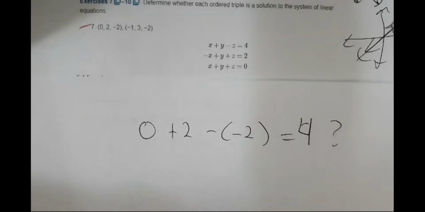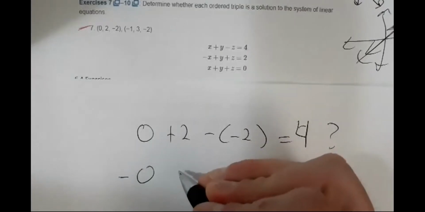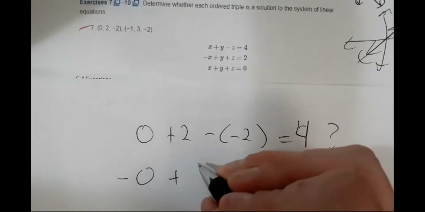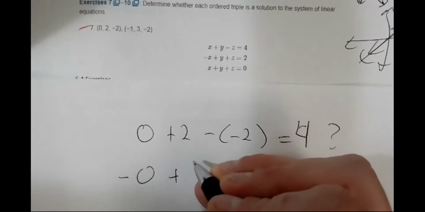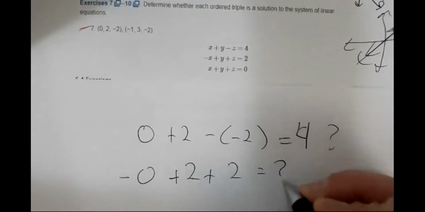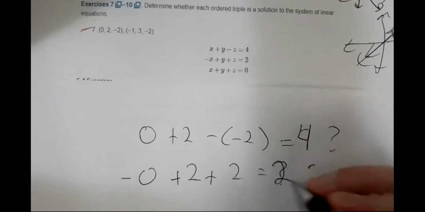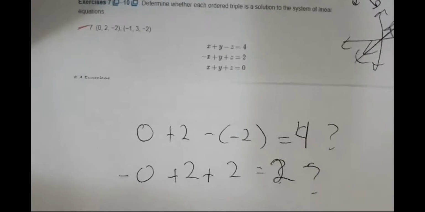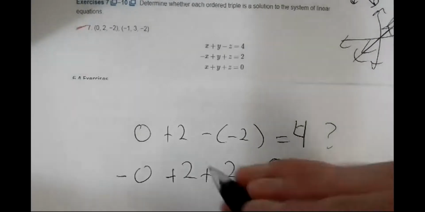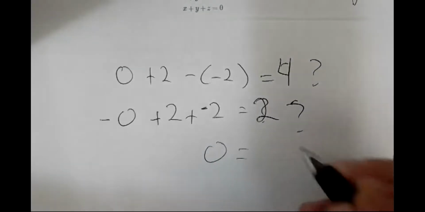No, we've got to check all 3 of them. So if we do a negative 0, because it really makes a difference, right? But it's a minus 0. Plus 2 plus 2 equals 2. Yeah. No, it's plus. The last part of it is plus -2, so it's actually -2 plus negative 2, which would be 0. So that's already proving it's not a solution.